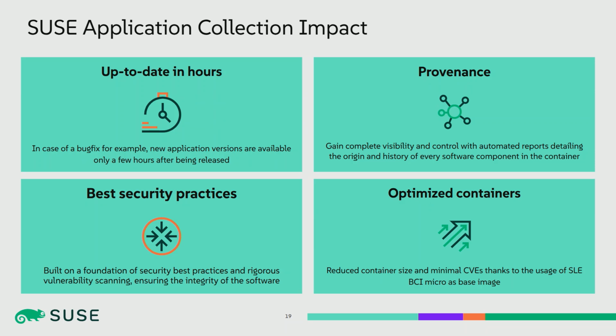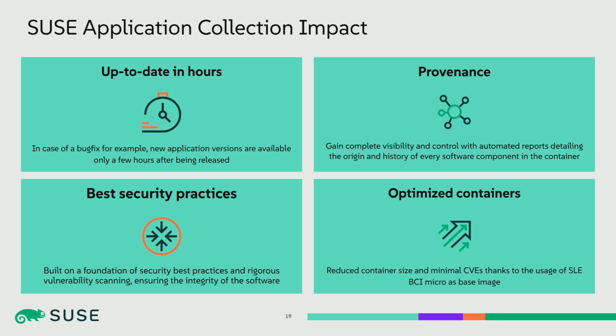So in summary, what are we doing? We are providing an up-to-date image of upstream software packages based on SUSE-based container images. So as soon as new application versions are available, within only a few hours you will find the release happening. And we are building a lot of images per day. You have complete visibility and control with automated reports detailing the origin and the history of every software component. We follow the best security practices, and that's how we are able to provide you images with near zero vulnerabilities. And these are optimized containers.